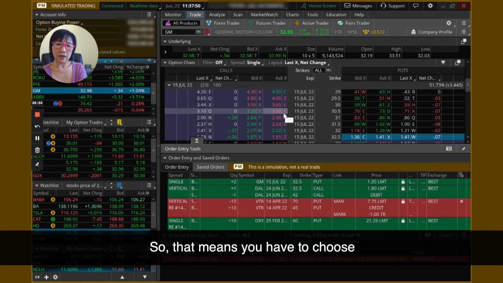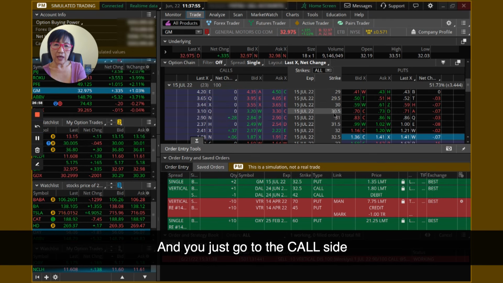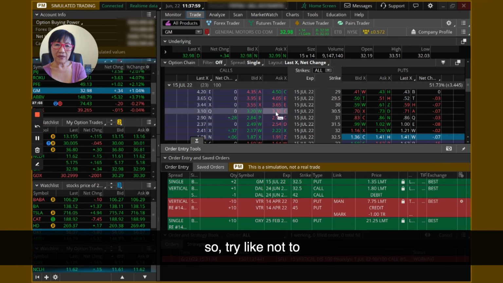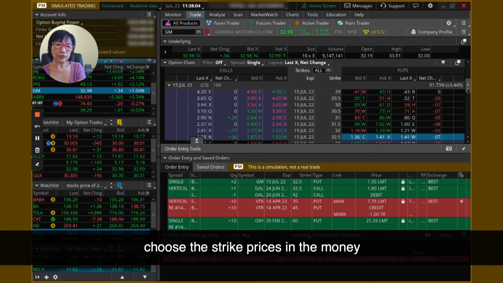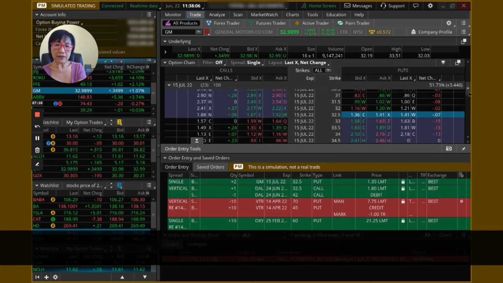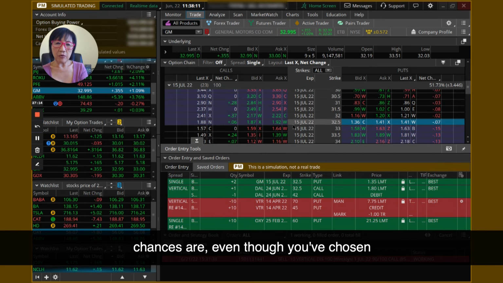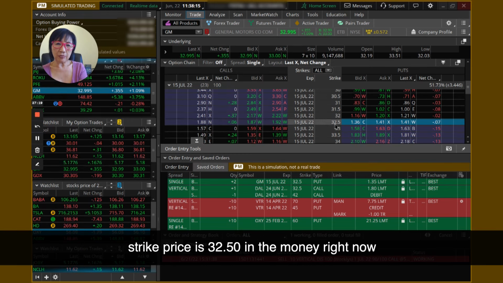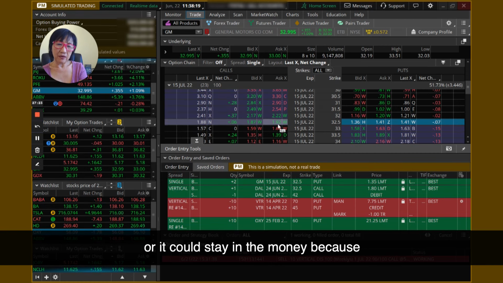So that means you have to choose the 30.50 strike price, and you just go to the call side, right? But that's in the money. So try not to choose strike prices that are in the money. And if you choose somewhere in here, chances are, even though the strike price you've chosen is 32.50 and it's in the money right now, you may be out of the money. Or it could stay in the money, because it depends on what the market is doing.